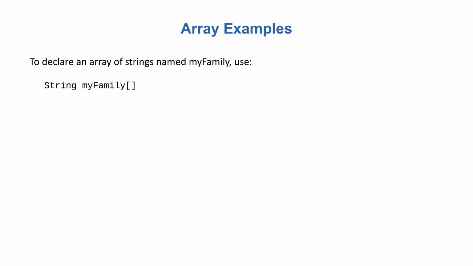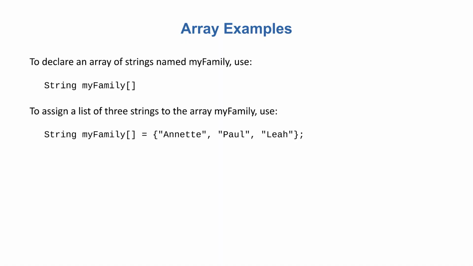String myFamily square brackets. One way to put data in an array is to assign a list to the array when you declare it. To type a list of data, put the data in curly brackets with a comma between each item. For example, you can assign a list of 3 strings to the array myFamily like this. String myFamily square brackets equals curly brackets, Annette, Paul, Leah. They're all strings. They all have quotes around them.